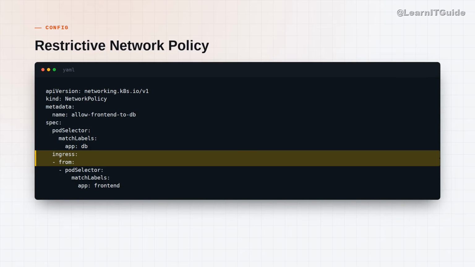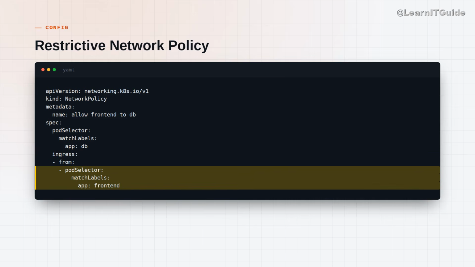This policy ensures that only the front end can talk to the database. By default, Kubernetes allows all traffic between pods. That is not secure. This policy explicitly restricts ingress to only pods with the app label set to frontend. It is a simple but powerful layer of defense.